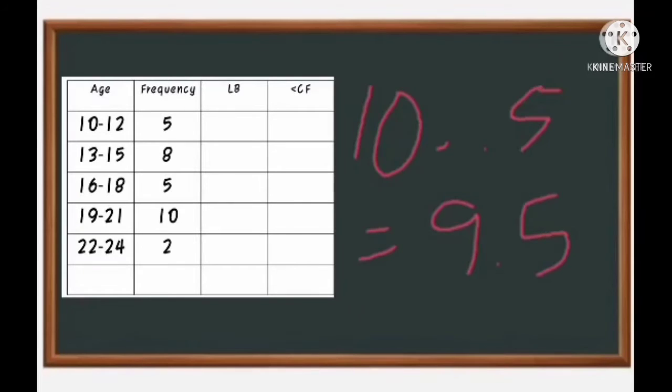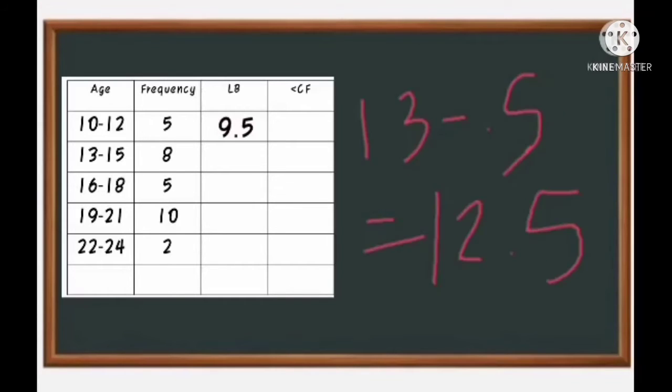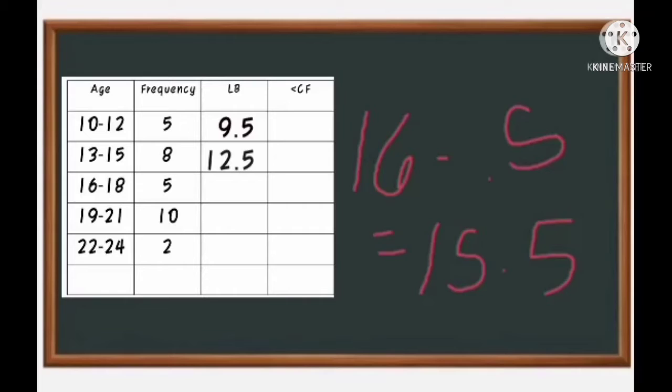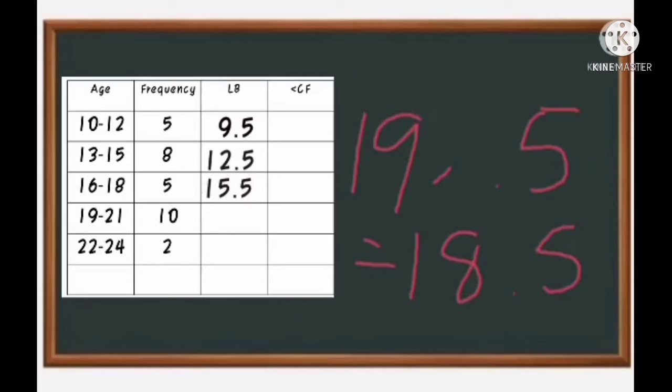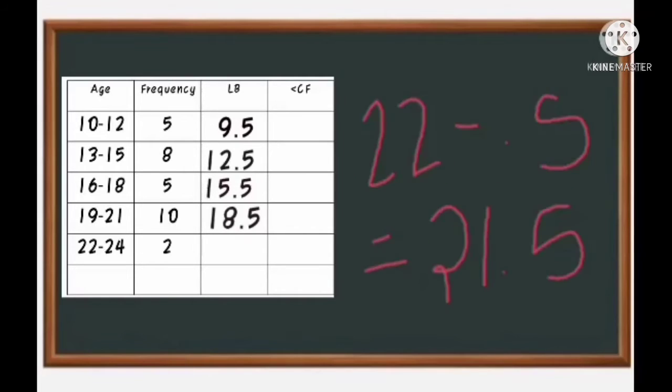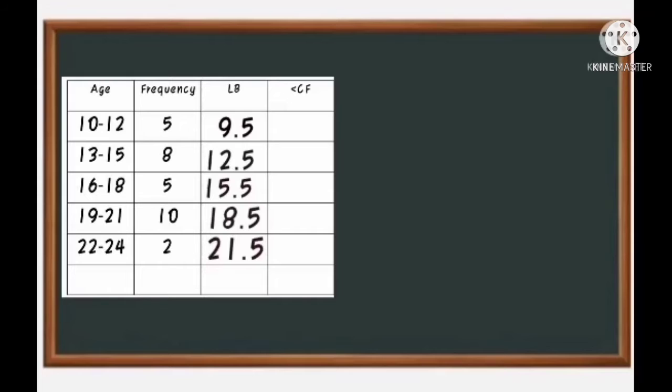So 10 minus 0.5 equals 9.5. Next, 13 minus 0.5 equals 12.5. 16 minus 0.5 equals 15.5. 19 minus 0.5 equals 18.5. And last, 22 minus 0.5 is equal to 21.5.